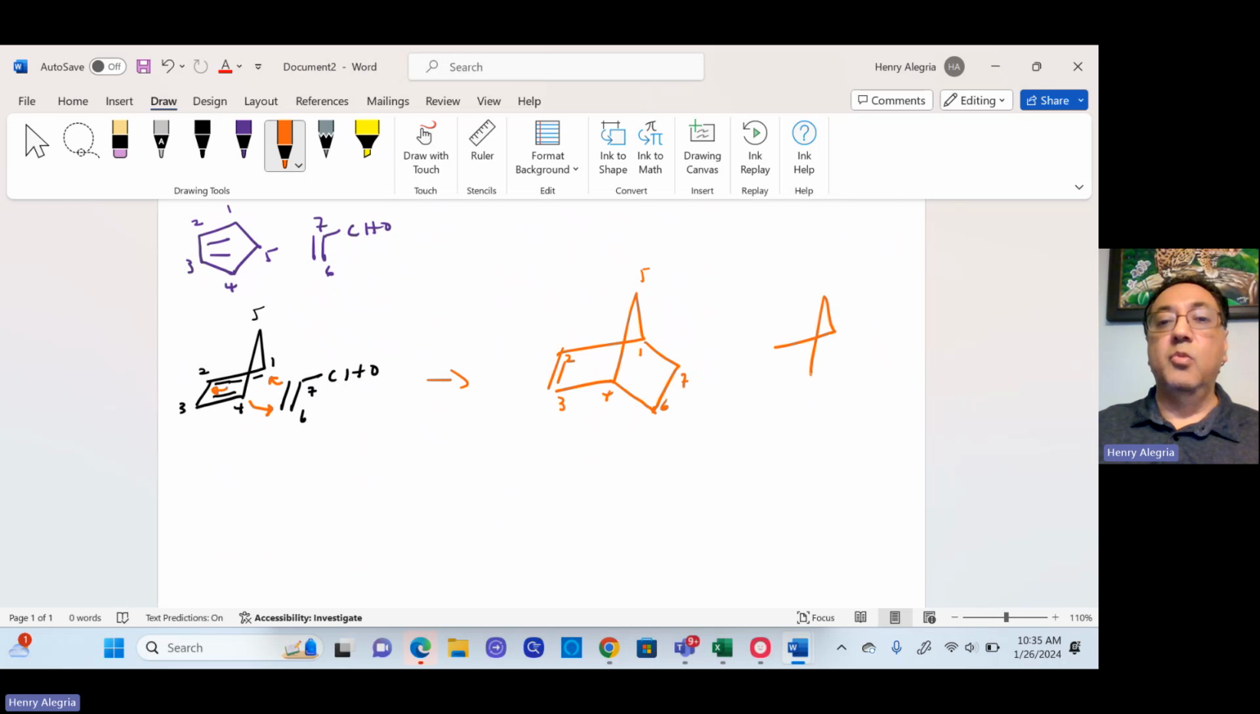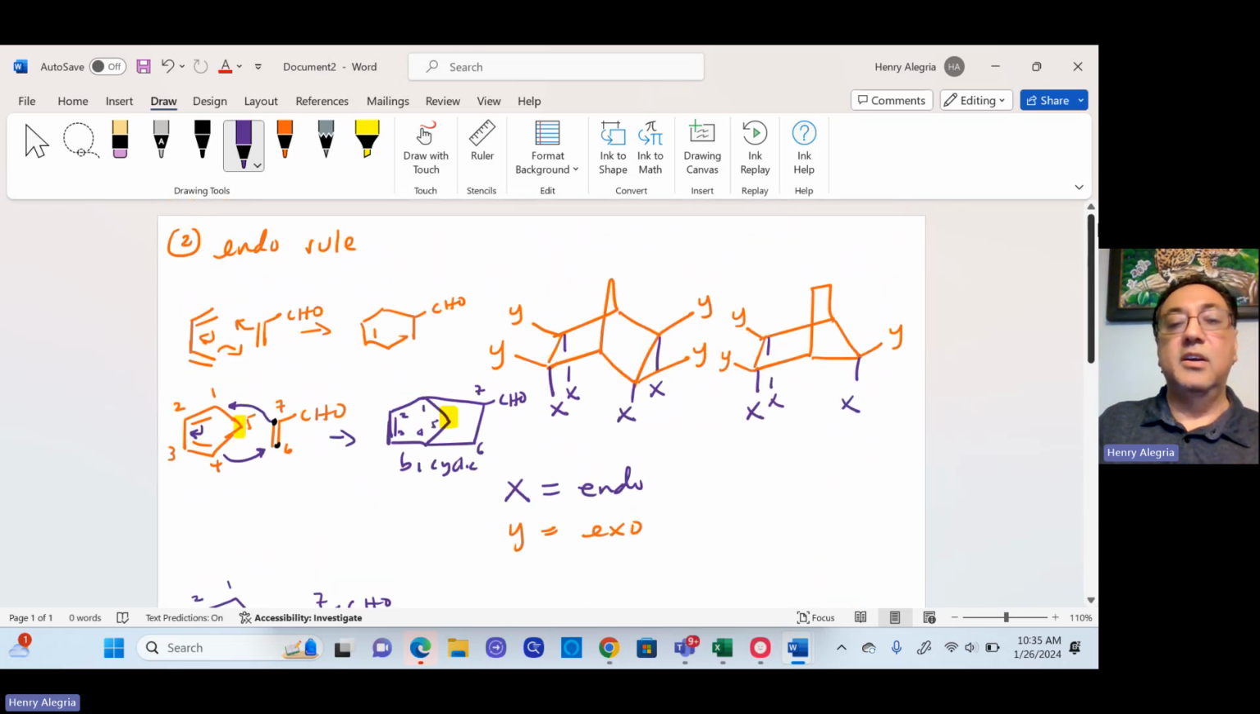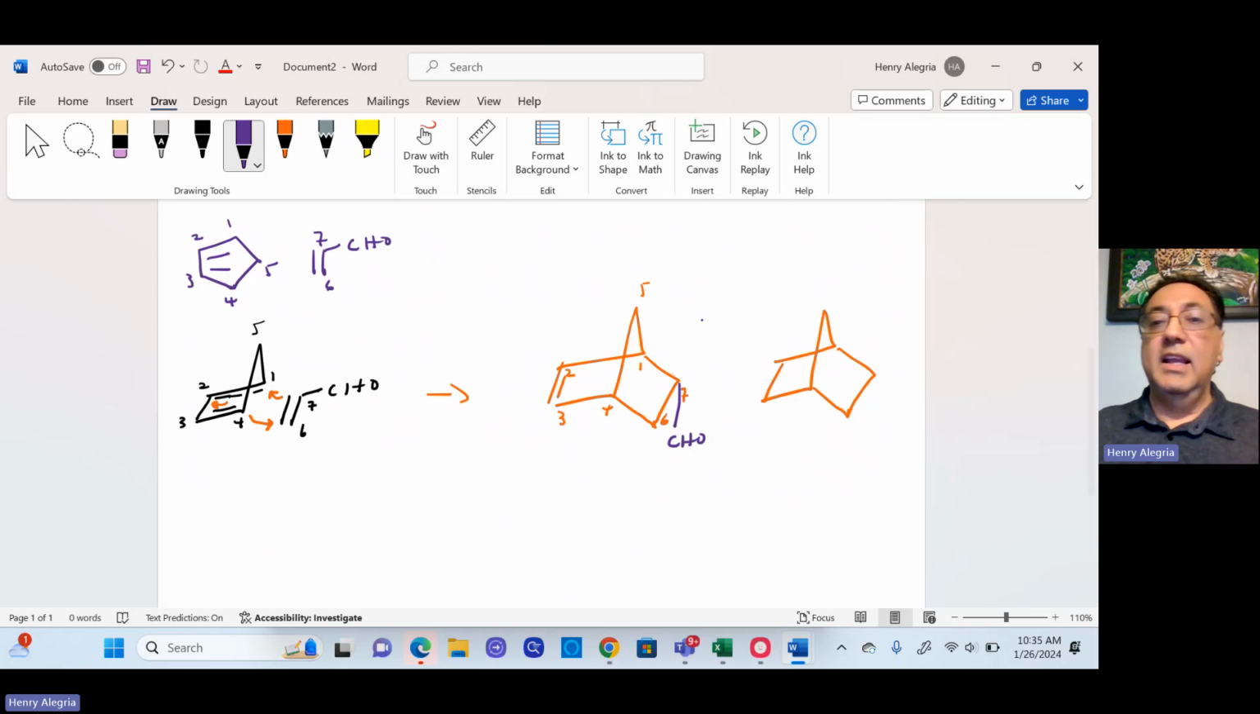So let me show you what would be the endo and what would be the exo, just to remind you. The endo would mean that my substituent is in that direction, because remember, the blue ones are the endo orientation. The exo orientation would mean that the aldehyde would be like that. So this is the endo-oriented substituent, and this is the exo. And the endo rule says when you get a bicyclic product, the preference is for substituents to end up in an endo orientation.